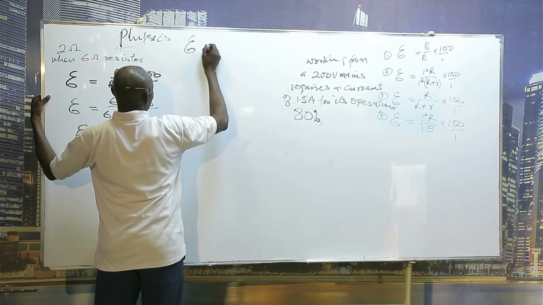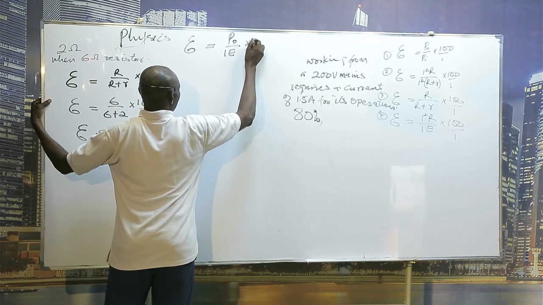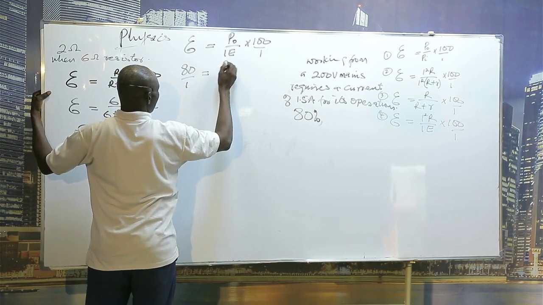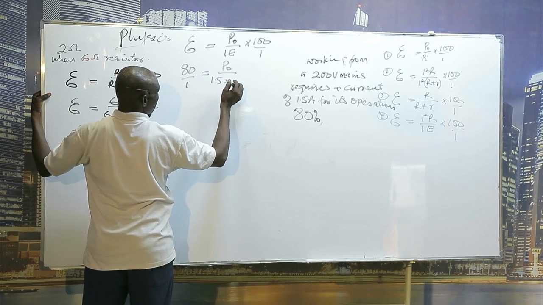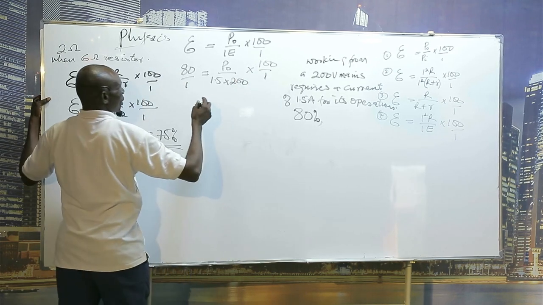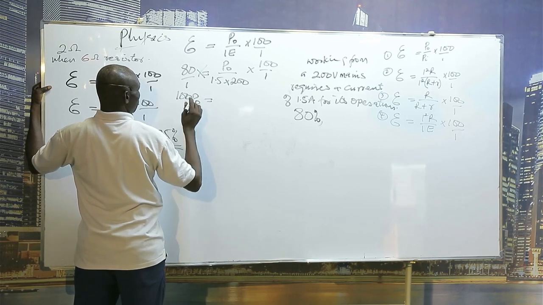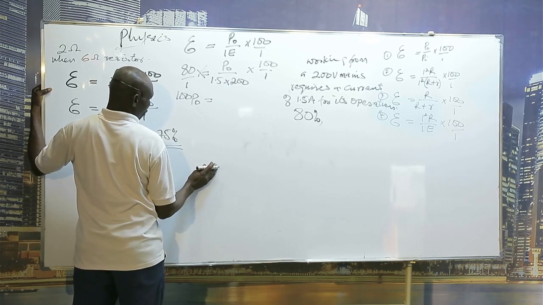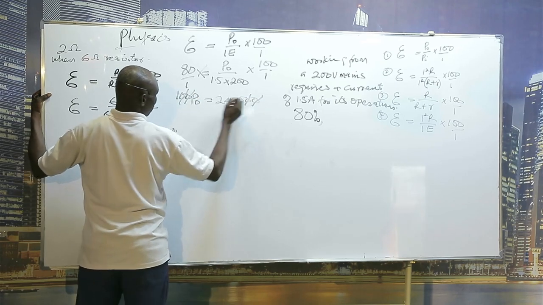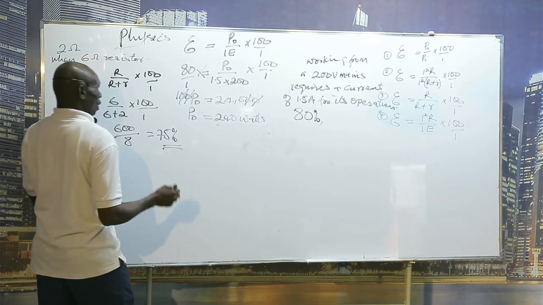Efficiency here is power output over input, which is IE times 100 over 1. Efficiency here is 80 over 1 equals PO over I is 1.5 times 200 all times 100 over 1. So for this, we cross multiply. This will give me 100 PO equals 80 times 1.5 times 200, which is 24,000. This will cancel both sides, so the PO will be 240 watts. That's the power output.